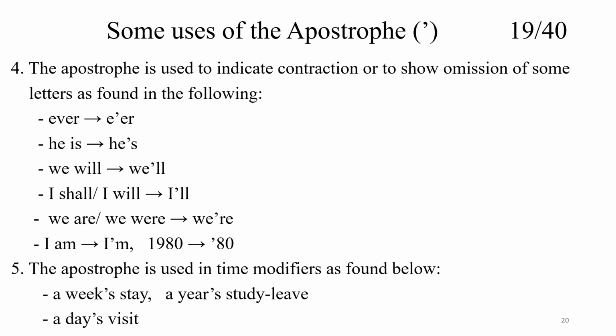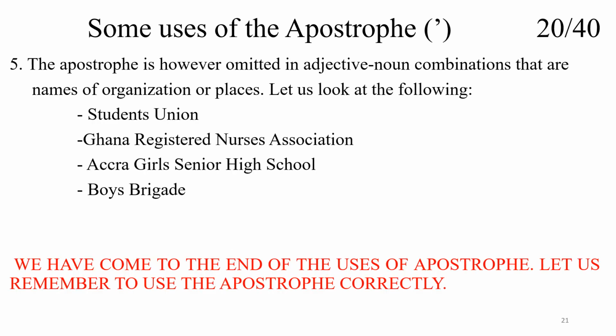Now look at 1980. I've contracted it. I've deleted the 19 there and I've used the apostrophe there to indicate the 80. It's not a good style anyway, because how about if we pass, if we are no longer using the 19s and we are using the 20s, how do I know? So that won't be a good example anyway. The apostrophe is used in time modifiers as found below. A week's stay, a year's study leave, a day's, etc.